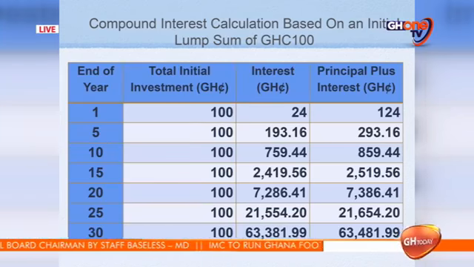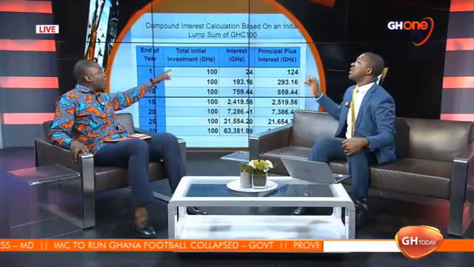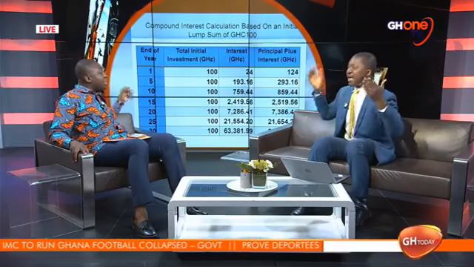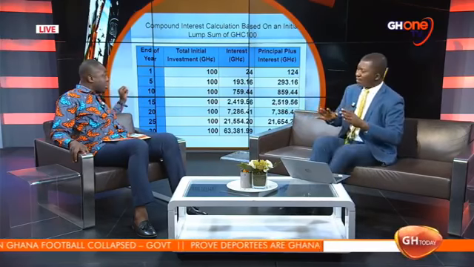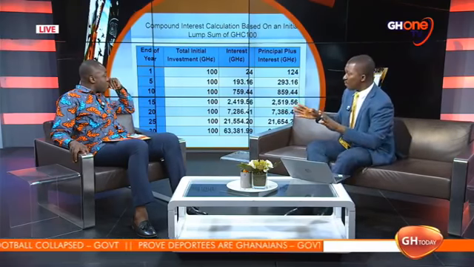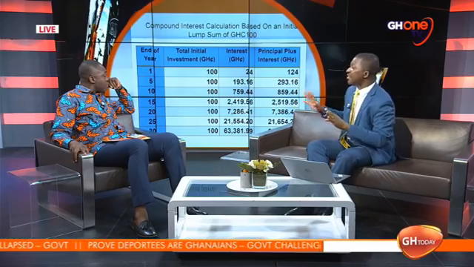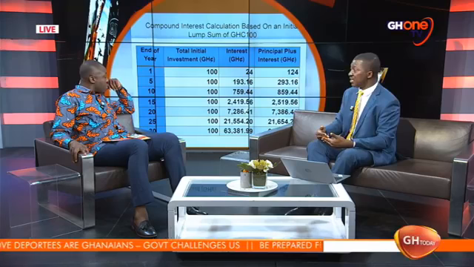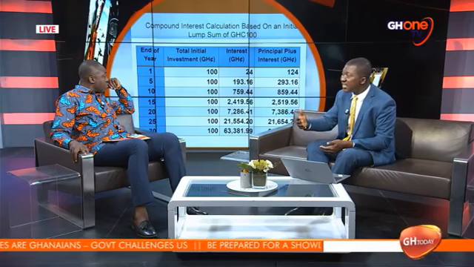we are making 63,000 plus. And I'm seeing something here. Look at year 10. Already at year 10 with compound interest, your principal plus interest is more than 30 years of investing at simple interest. Kofi, this is so simple that if you understand this and you are even a poor man, you are confident that you'll be wealthy one day because you are putting 100 cedis a year down.